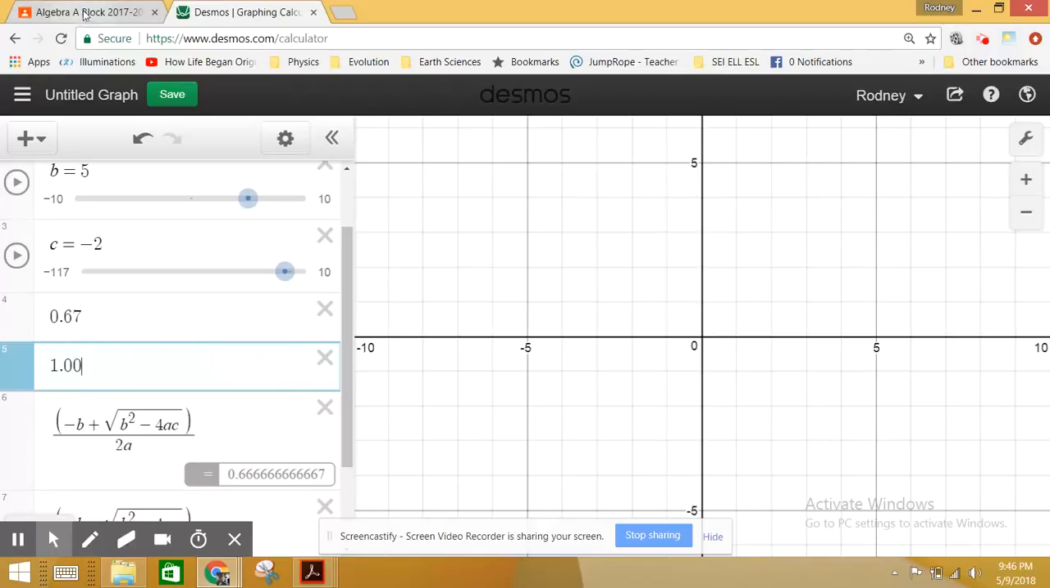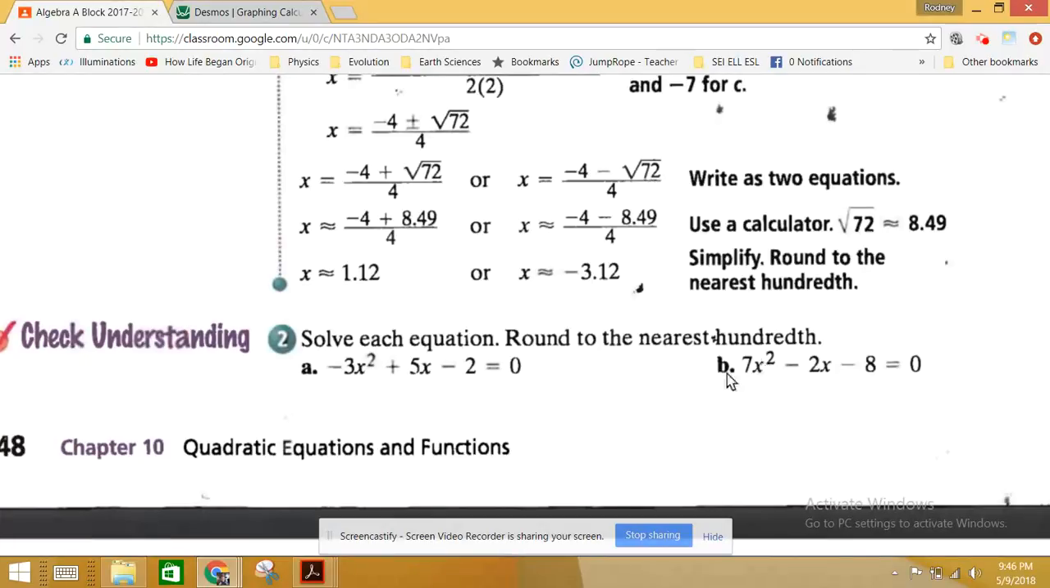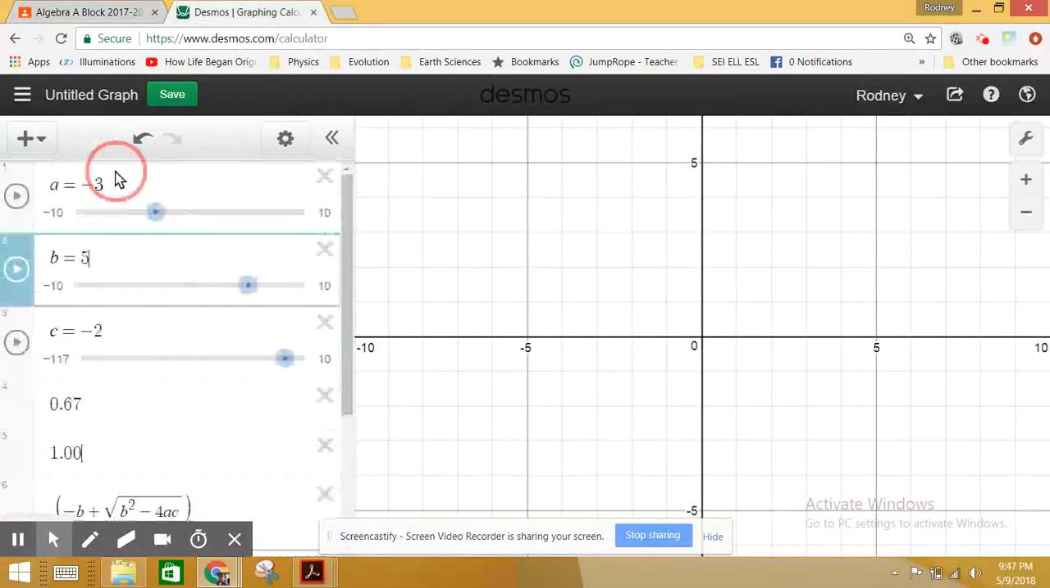All right, let's go back and take a look at number 2b. So our A coefficient is 7, negative 2 for our B, and our C is negative 8. 7, negative 2, and negative 8. So I'm going to replace those.